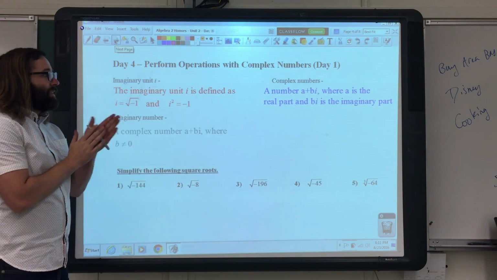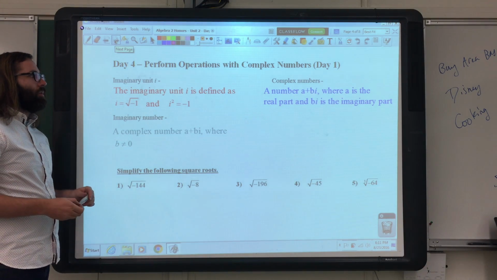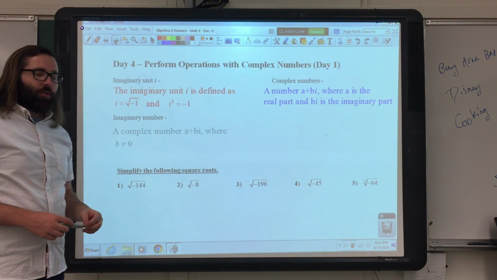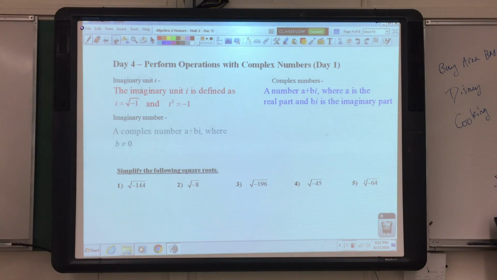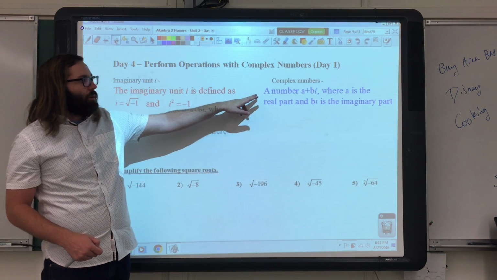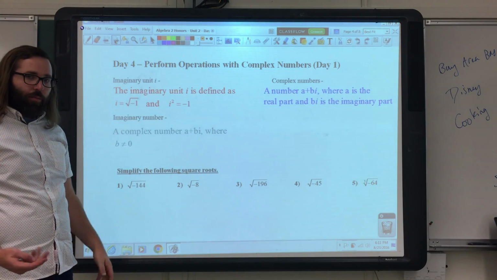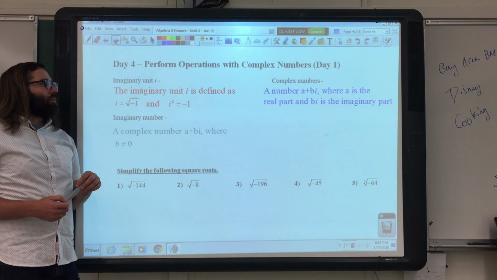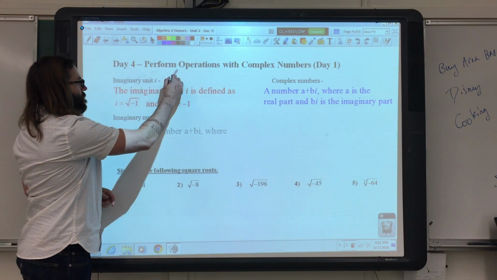Alright, so day 4, we've been doing just normal radicals. Now we're going to be doing complex numbers. Complex numbers are pretty complex, as you might guess. Okay? So a complex number is a number that has a real part, so 1, 2, 3, real numbers, and an imaginary part. Now this imaginary part, we say is lowercase i.